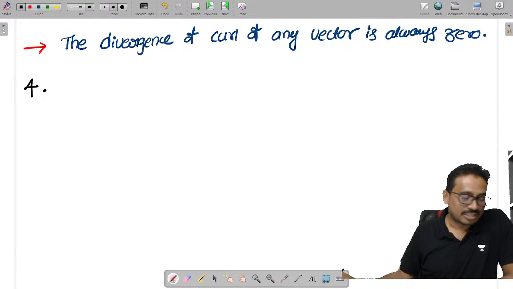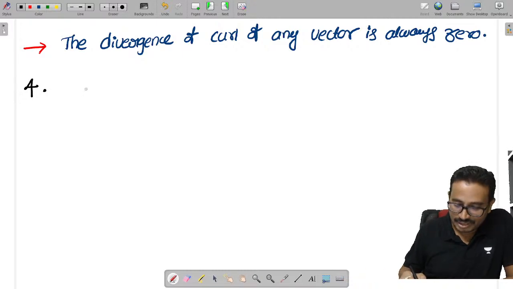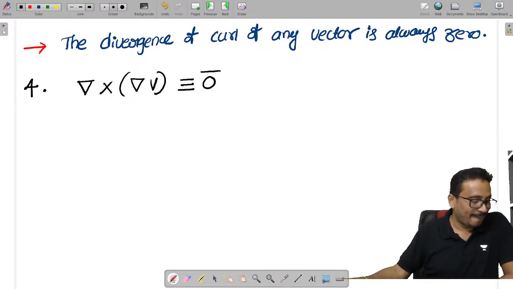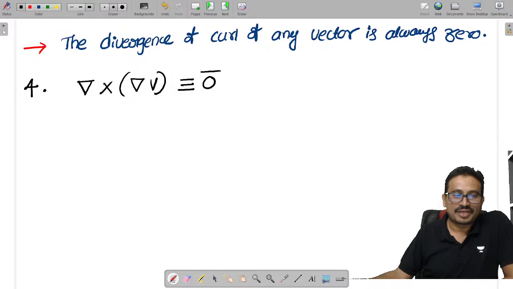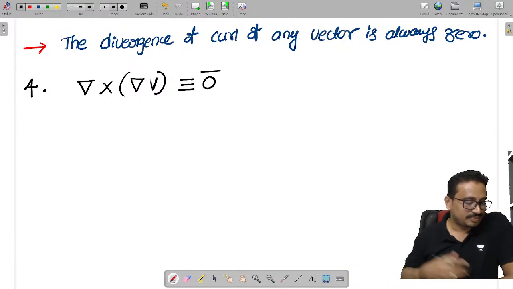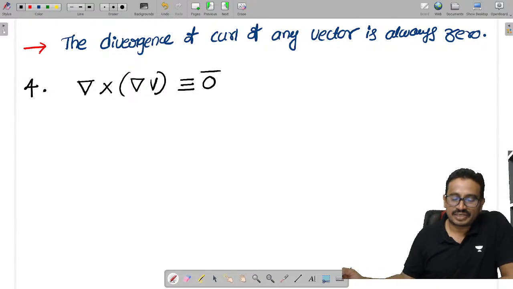Let's go to the next one here. Similar to that we have one more equation, that is the curl of gradient of any scalar function, which is always equal to 0. The curl of gradient of any scalar function is equal to what? 0. The curl of gradient of any scalar function is always equal to 0.